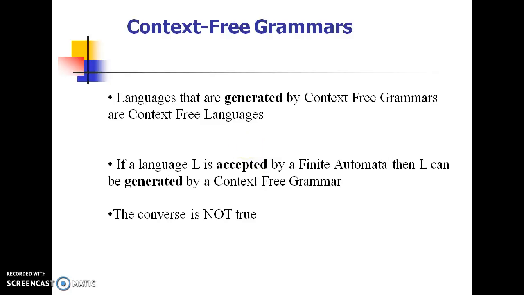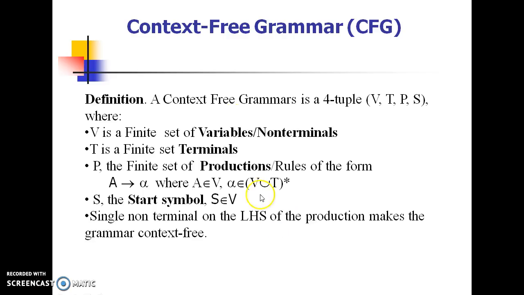Context-free grammar is used for describing a set of languages called context-free languages. If a language L is accepted by a finite automata, then L can also be generated using context-free grammar. But the converse is not true, because all the languages which are generated using context-free grammars may not be accepted using finite automata. So how do we define a context-free grammar?